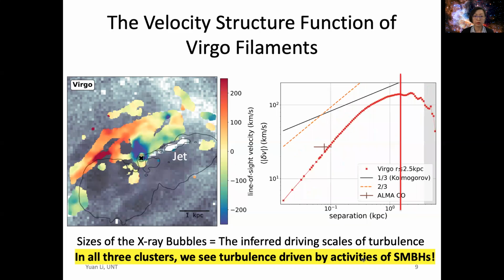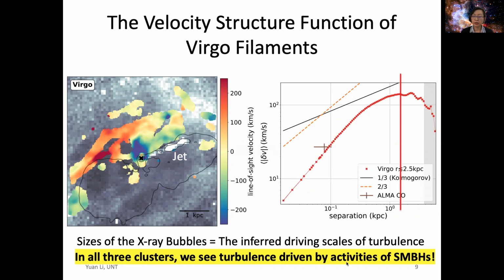And lastly, we also looked at M87 in the center of the Virgo cluster. And again, we see a beautiful power law on small scales in the velocity structure function. And the inferred driving scale is again the size of the bubbles and also the size of this jet.